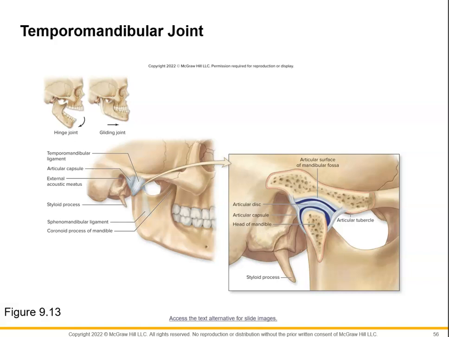Here you can see the articular capsule, and here's the articular disc that divides the capsule into two.